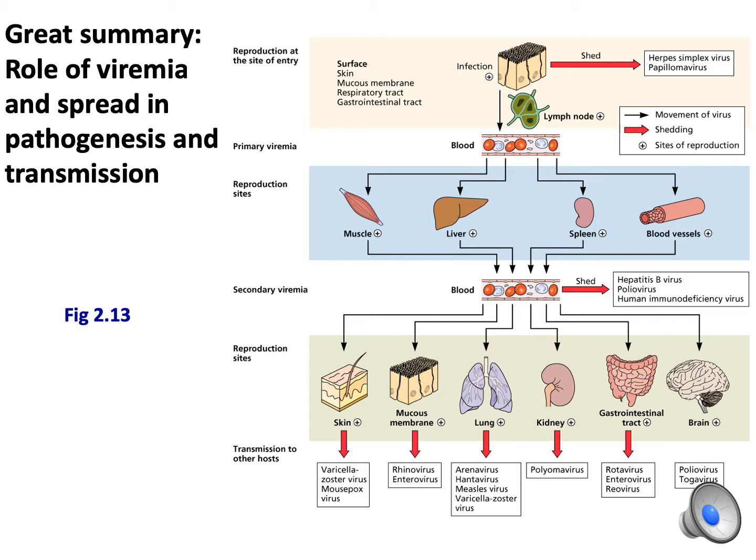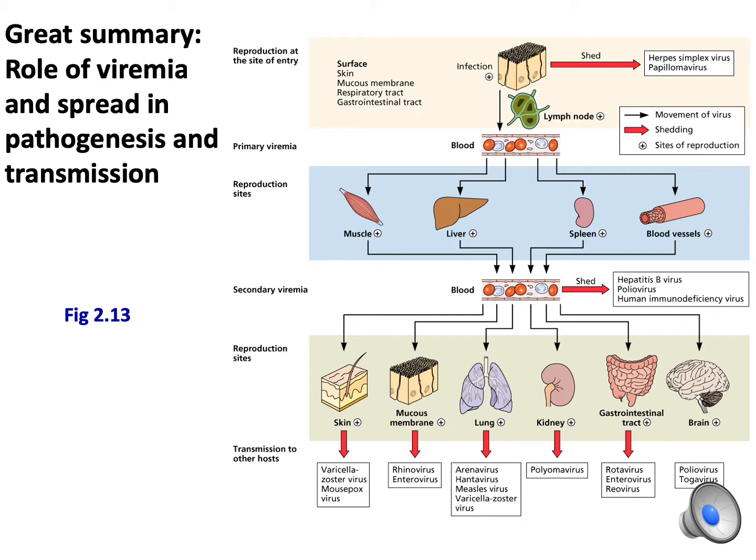Some viruses are then shed, hepatitis B, poliovirus, HIV, but as the viral load increases as a result of secondary viremia, viruses may have access to even more sites within the body, and that's what you're seeing here. And then the bottom area of this slide shows where, once there is secondary viremia and replication in distant target organs, there can be shedding and transmission to other hosts.